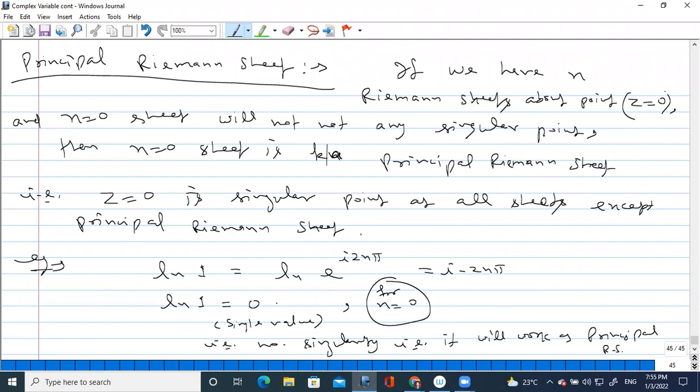So the n equal to 0 sheet will work as the principal Riemann sheet. But if you put n equal to 1, n equal to 2, n equal to 3, you will get an imaginary value. And that imaginary value is not a fixed value, it is not well defined. So that's why it will have some singularity, branch point singularity. Okay, note this down. So these are just definitions. Sometimes in some options it can be required.